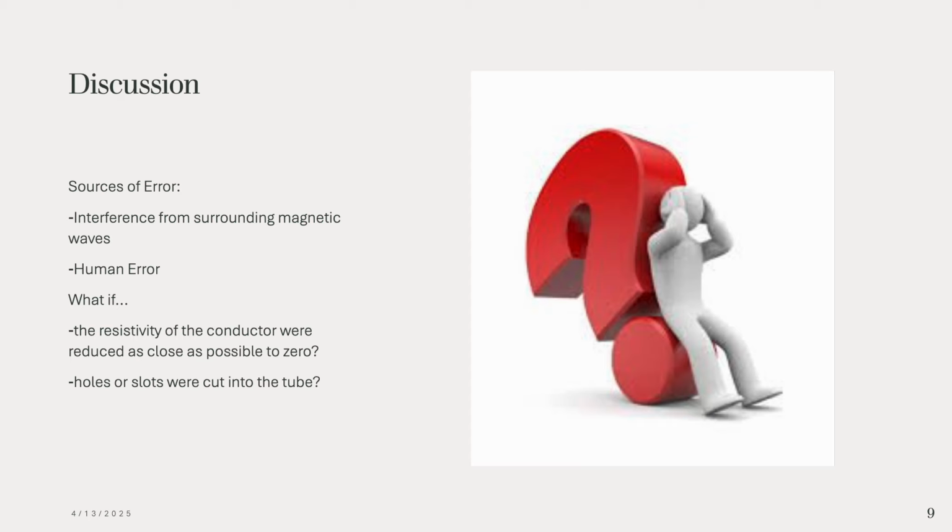Here's our discussion. Some sources of error include interference from surrounding magnetic waves and obviously human error. What if the resistivity of the conductor were reduced as close as possible to zero? We saw this in Ohm's law where I equals E over R. Now if R essentially goes to zero, the induced current skyrockets, and I guess the bar magnet will be in the tube for far longer. If holes or slots were cut into the tube, however, that would interfere with the magnetic field and the bar magnet would fall quicker.